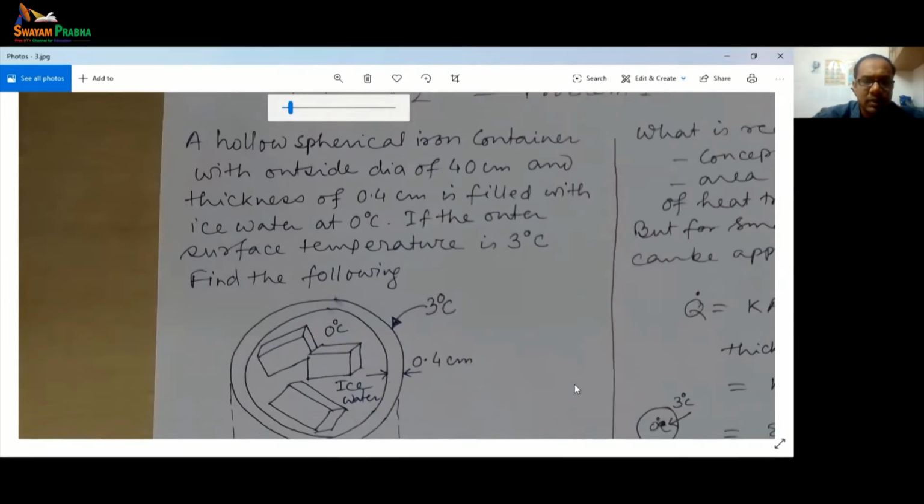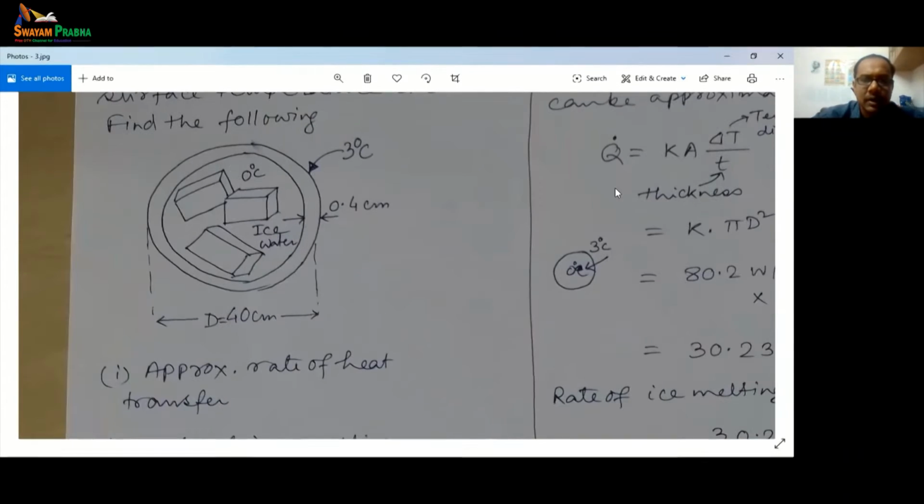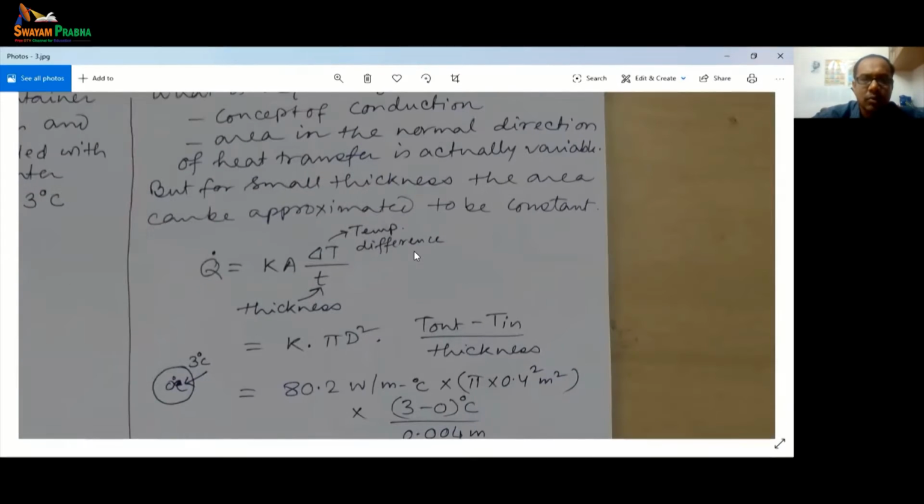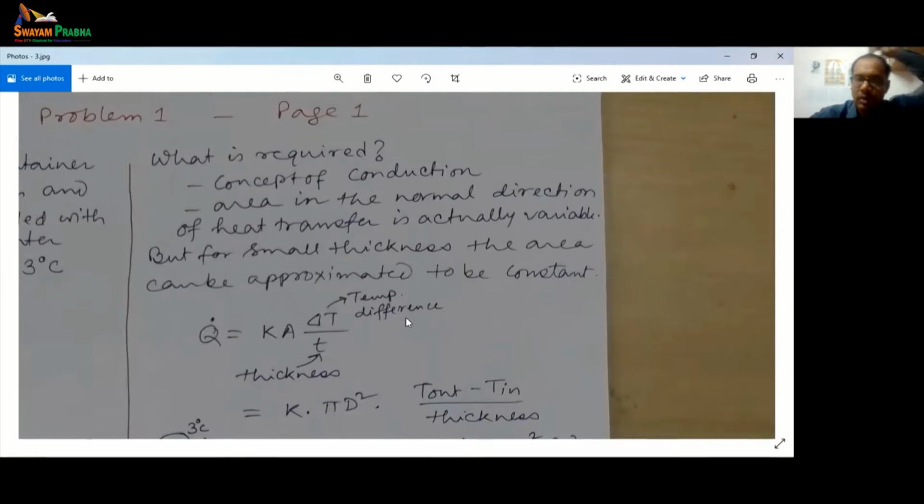On your left hand side we have this problem statement. Now let us try to see what we will need to solve this problem. First of all, this is asking for the rate of heat transfer, so you have to have some preliminary concept of conduction heat transfer. Conduction heat transfer means the heat transfer mode through solids. This iron container is the one that is carrying heat in this particular example, and that is why conduction will be the heat transfer mode.